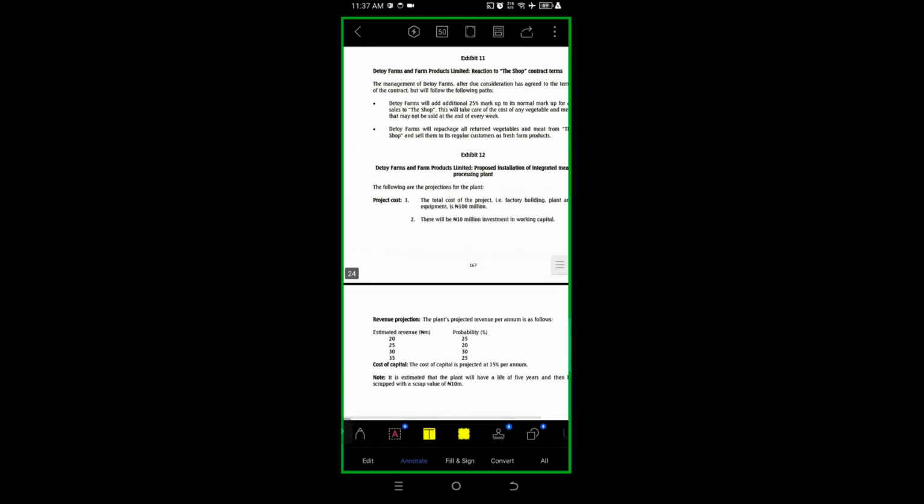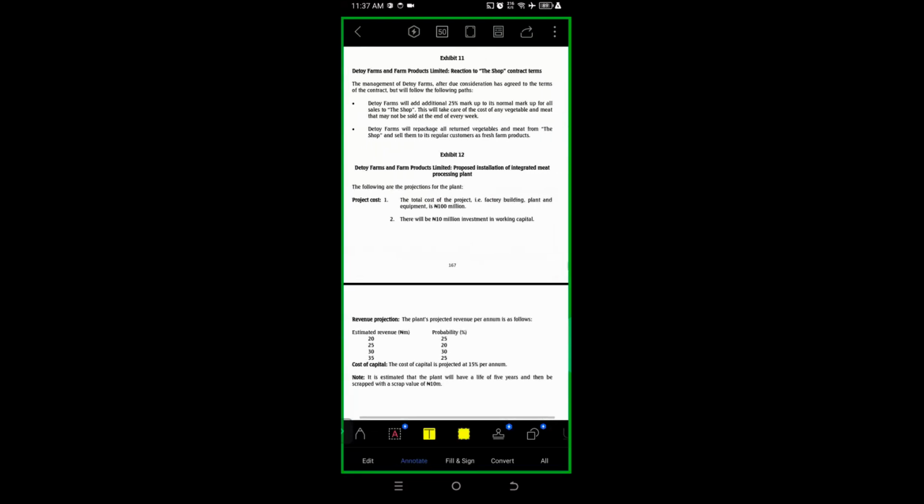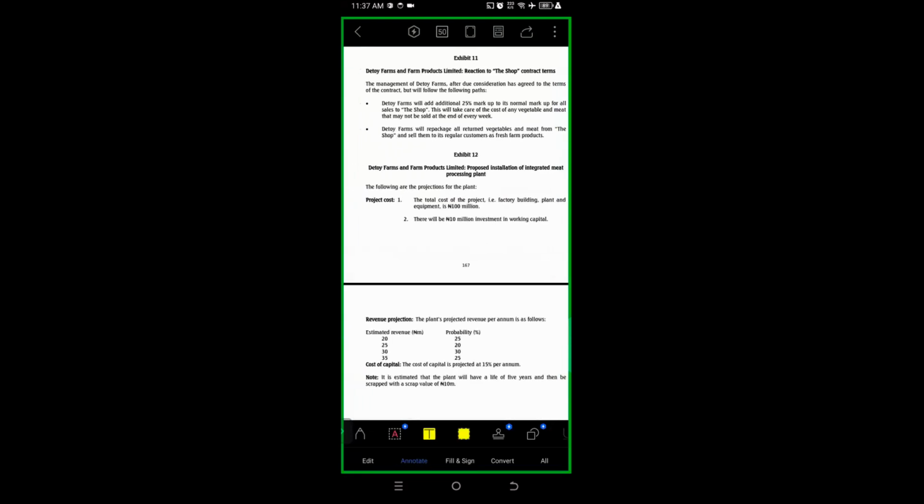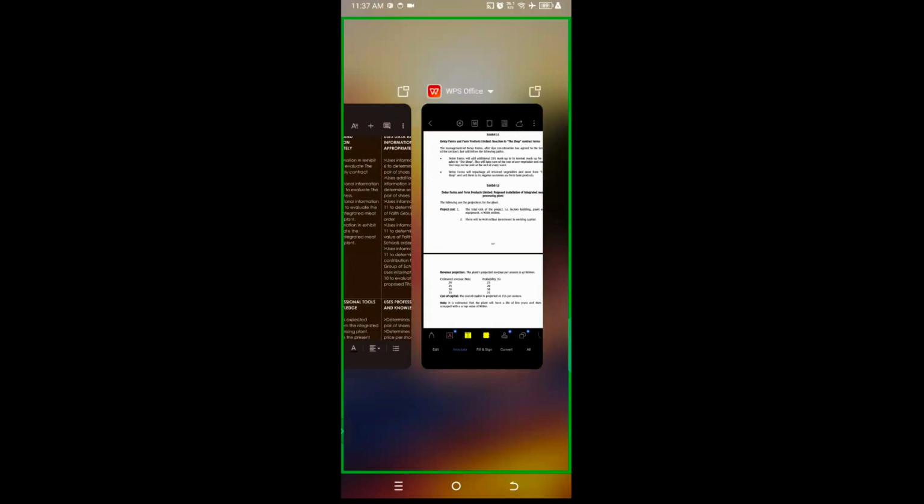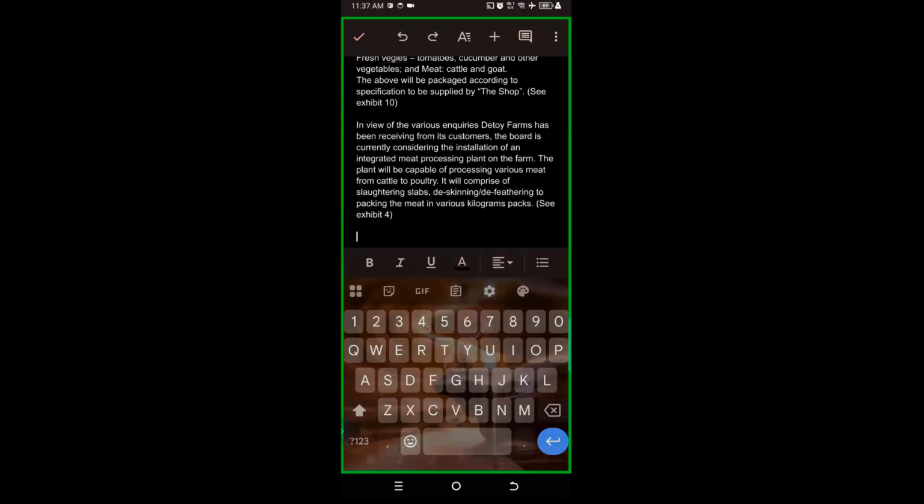So let me see what data I can pick. Look at it. I will just say, look at it. I can just copy this. Cost of capital, 15%, 5 years, scrap value 10. So, let me paste it.